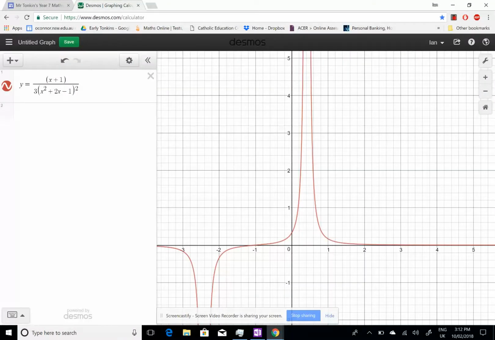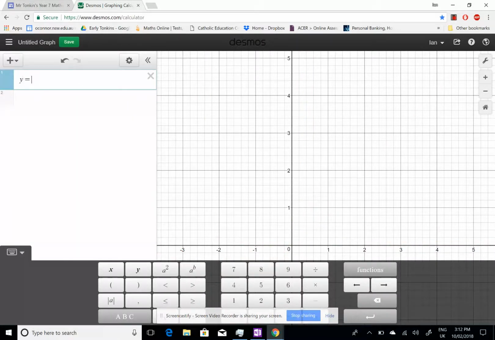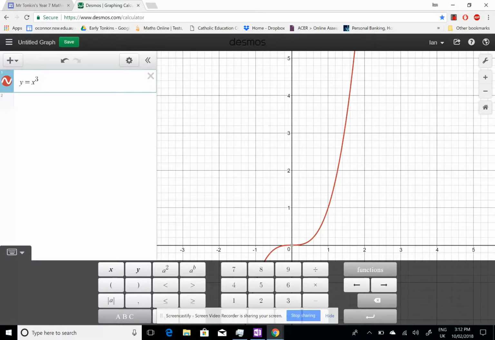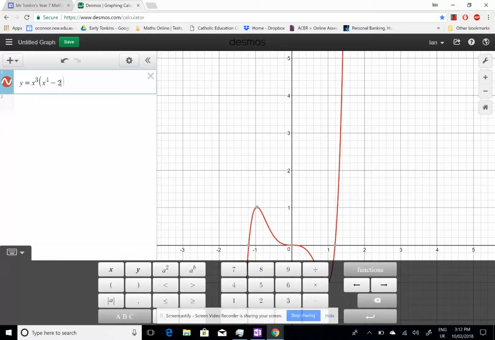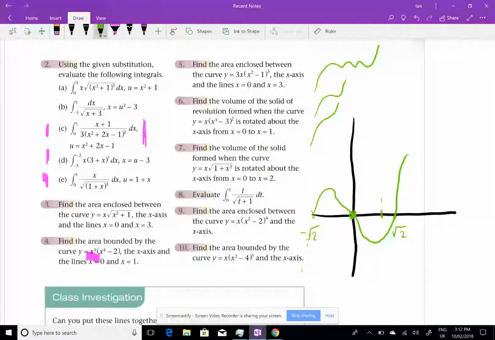So what do we want? Let's get rid of this and go y equals x to the power of 3, brackets, x to the power of 4 minus 2. And there we go. It did look similar to what I thought it did, although there was another lump there. What did I draw? Yeah.